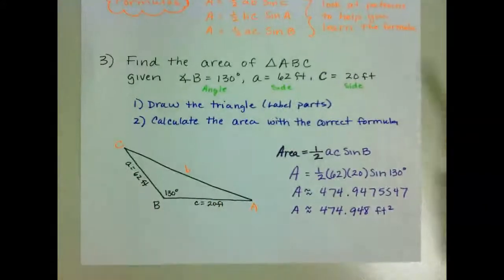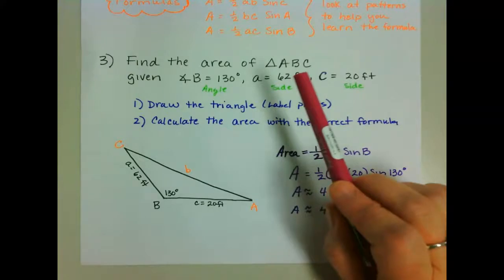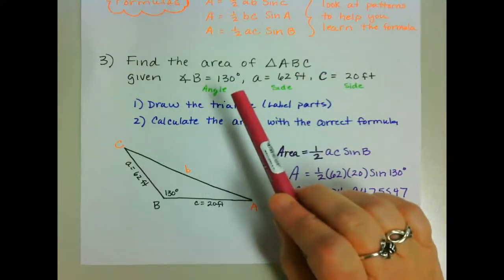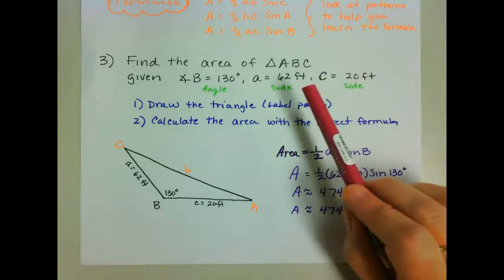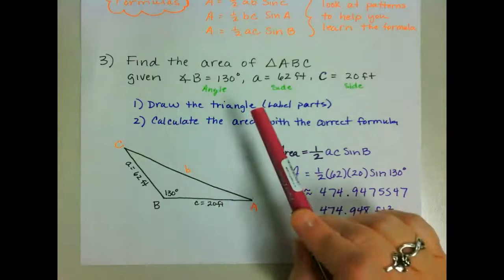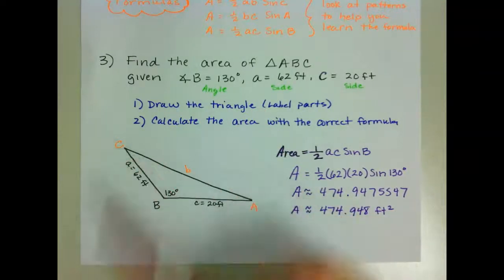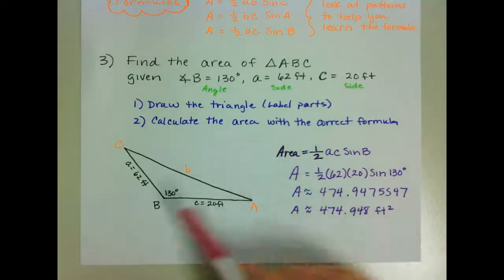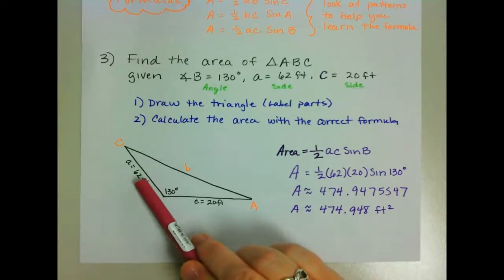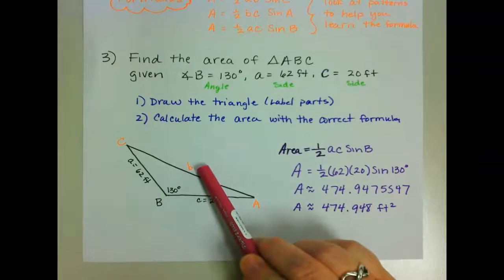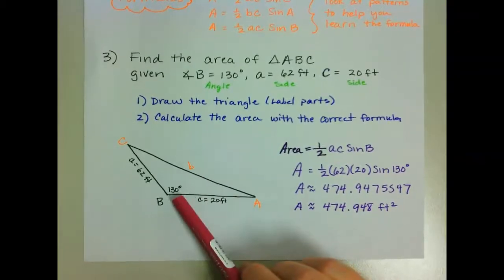All right, so let's work through 3. So we're given a triangle ABC. We're given that angle A is 130 degrees, side A is 62 feet, side C is 20 feet. So we're going to draw the triangle and label the parts just like we've been doing on every other problem. So here's my given information, here's what I don't know, and then we're going to calculate the area. So you can see I have side A and I have side C, and then side B is the length I don't have, but I have that angle.